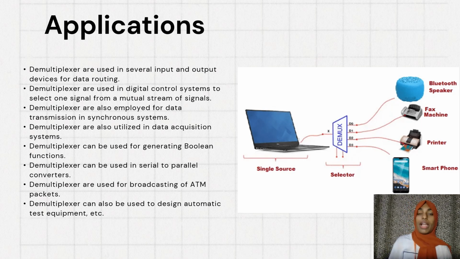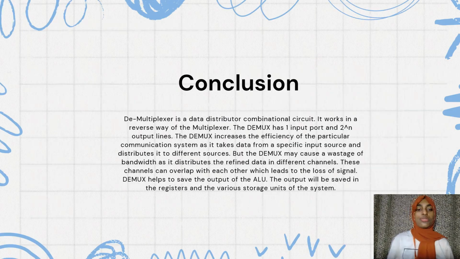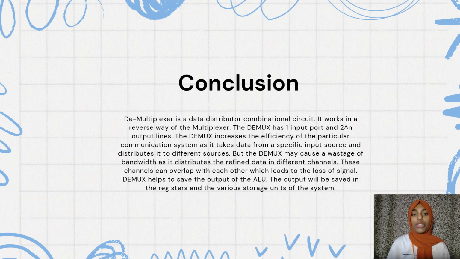There is a large scale of applications of demultiplexers. So finally, moving to the conclusion, a DMUX is a data distributor combinational circuit. It works in the reverse process of a multiplexer. It accepts one input and produces multiple outputs. It increases the efficiency of a communication system as it takes data from a specific input source and distributes it to different destinations. But a DMUX may cause a wastage of bandwidth as it distributes the refined data in different channels, right? These channels can overlap with each other, which leads to loss of signal.